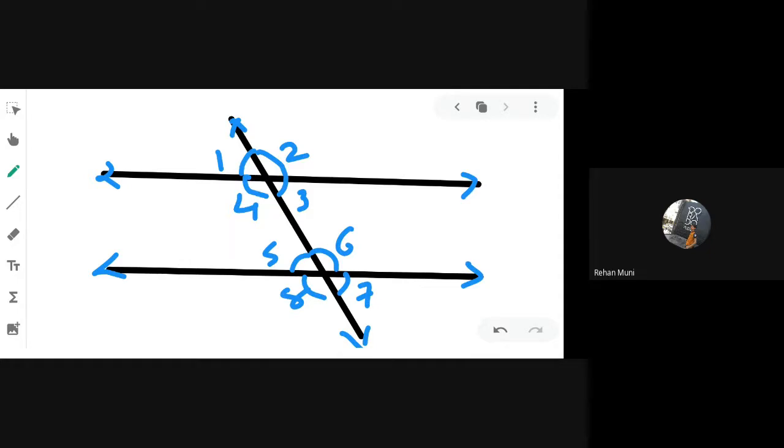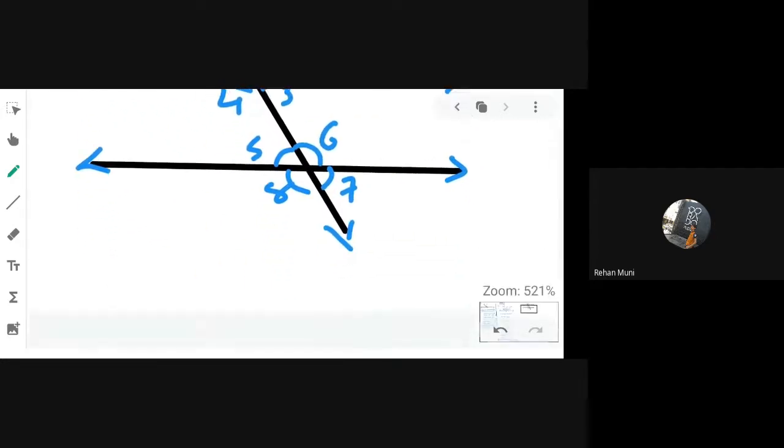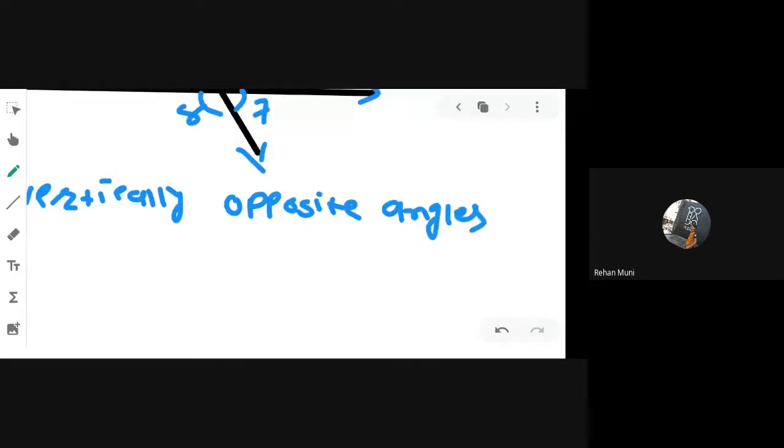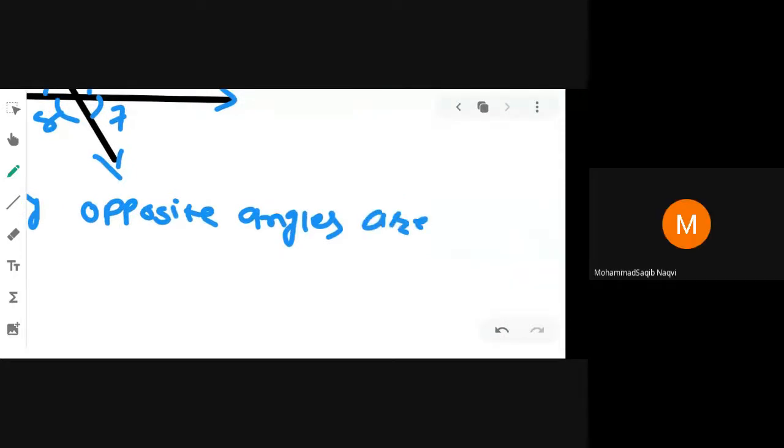Which type of relation do we have? Please see here, I am explaining you everything. First of all, we know that vertically opposite angles are equal. Yes or no? Yes, vertically opposite angles are equal.